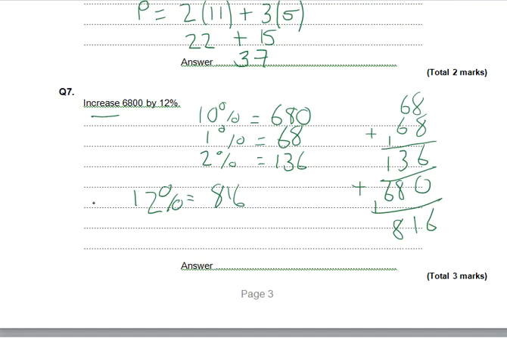But it's wanting you to increase 6,800 by that 816. So our final bit that we're going to have to do is take our 6800 plus 816 to get our answer. 6, 1, 8 add 8 is 16, carry 1 over, so 7616.